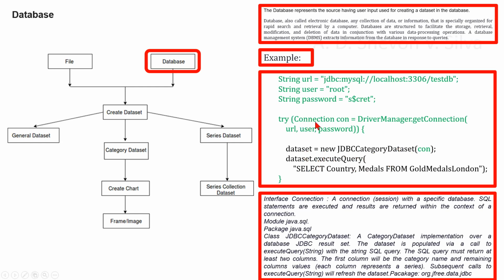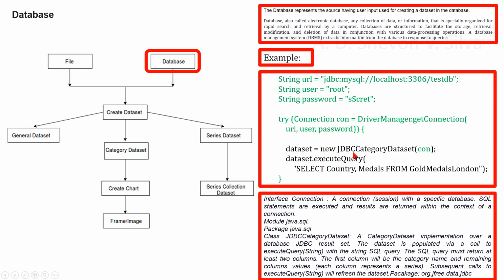The interface Connection, a connection session with a specific database. SQL statements are executed and results are returned within the context of a connection. The interface Connection is in the module java.sql and the package java.sql.